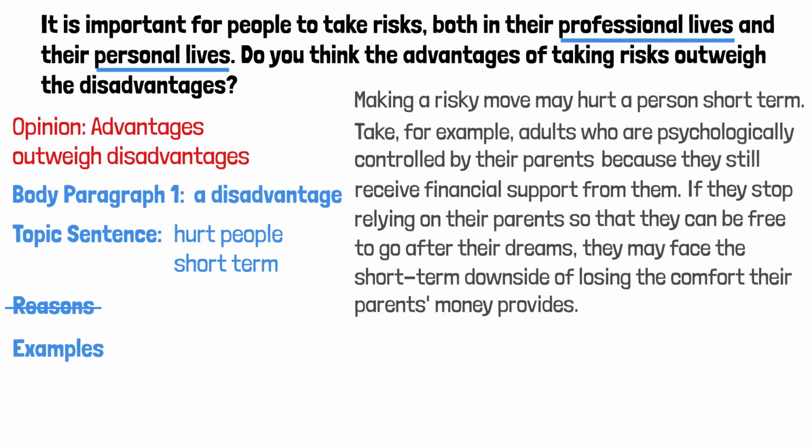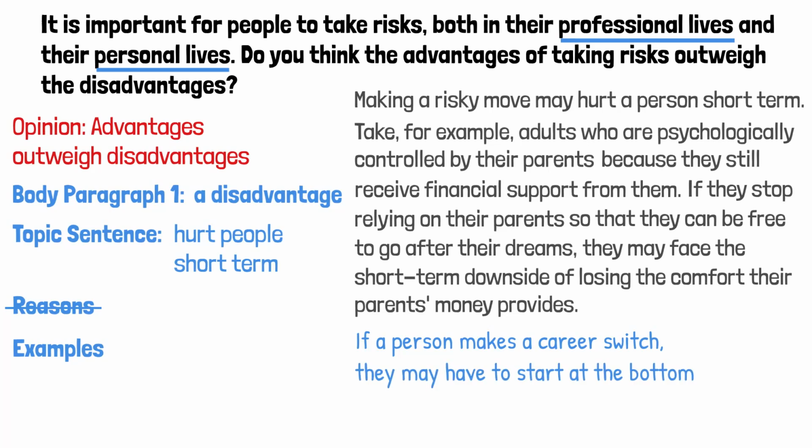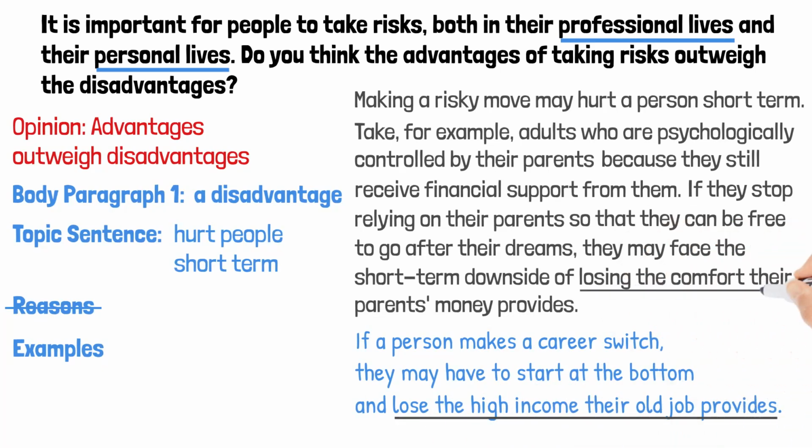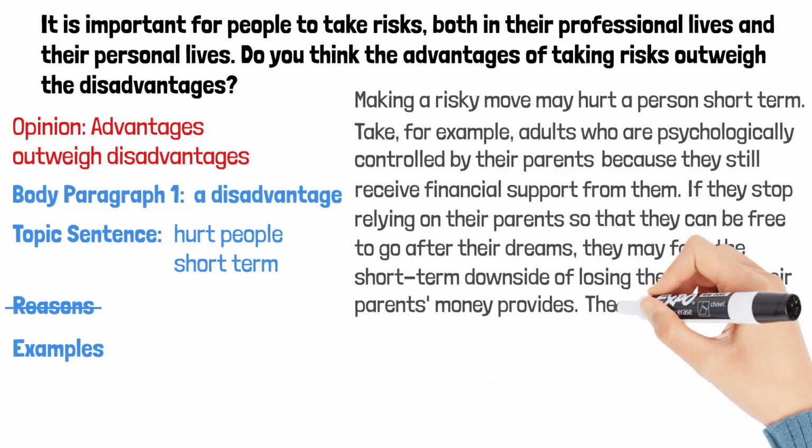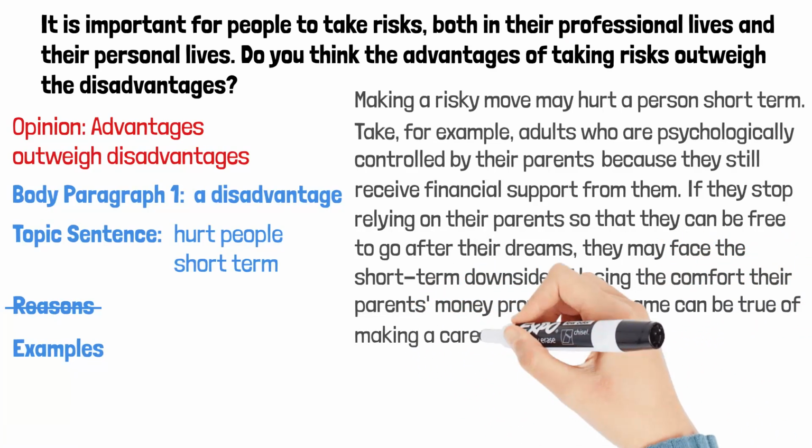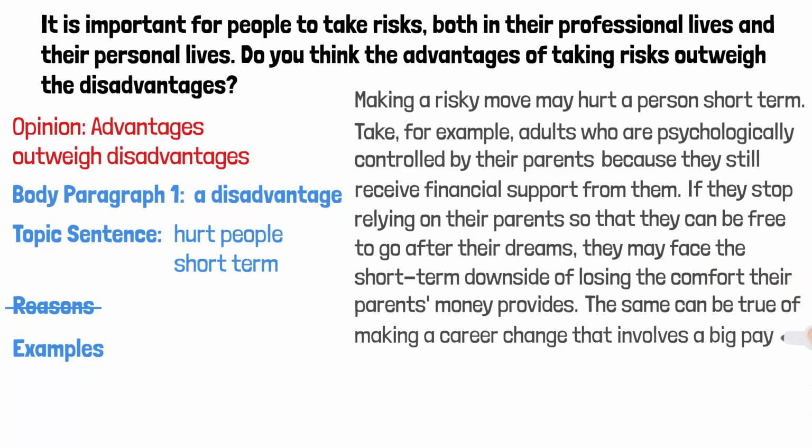You may write an example like this. If a person makes a career switch, they may have to start at the bottom and lose the high income their old job provides. This is okay, but you don't need to say the same thing twice. You can simply say that the same can be true of making a career change that involves a big pay cut. The same can be true tells readers if you make a career change that involves a big pay cut, you might lose the comfort your old job provides. The outcome is the same as the outcome in the first example.